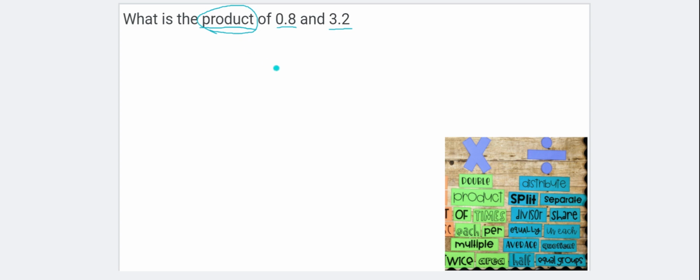That's right, I'm going to multiply. I know the word product is a key word that tells me I'm going to multiply. And as I can see here, product, in fact, is a key word that tells me to multiply. So I'm going to multiply my numbers like normal, and then remember to place my decimal at the end.